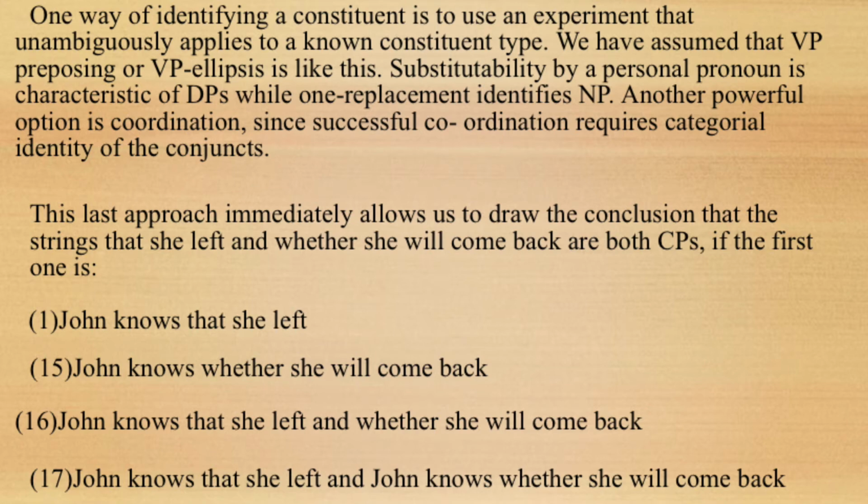This last approach allows us to draw the conclusion that the strings that she left and whether she will come back are both CPs. John knows that she left. John knows whether she will come back. John knows that she left and whether she will come back. John knows that she left and John knows whether she will come back.